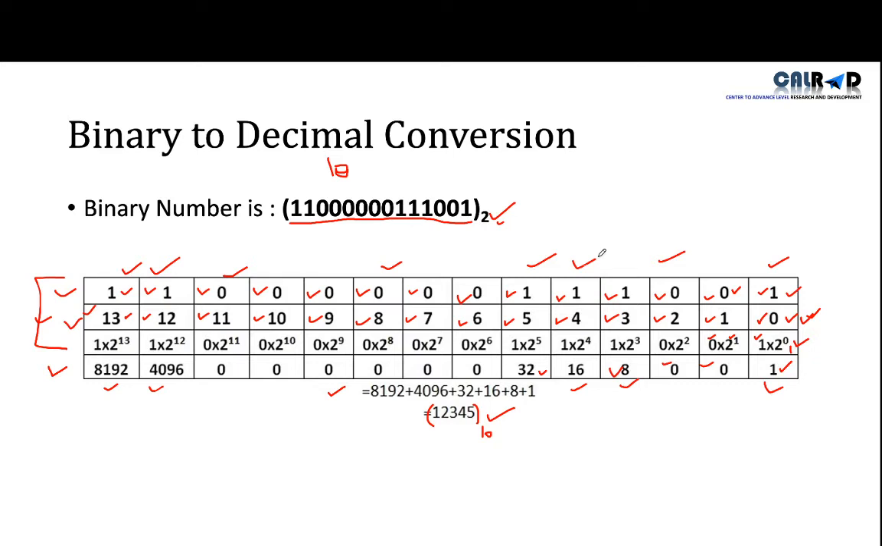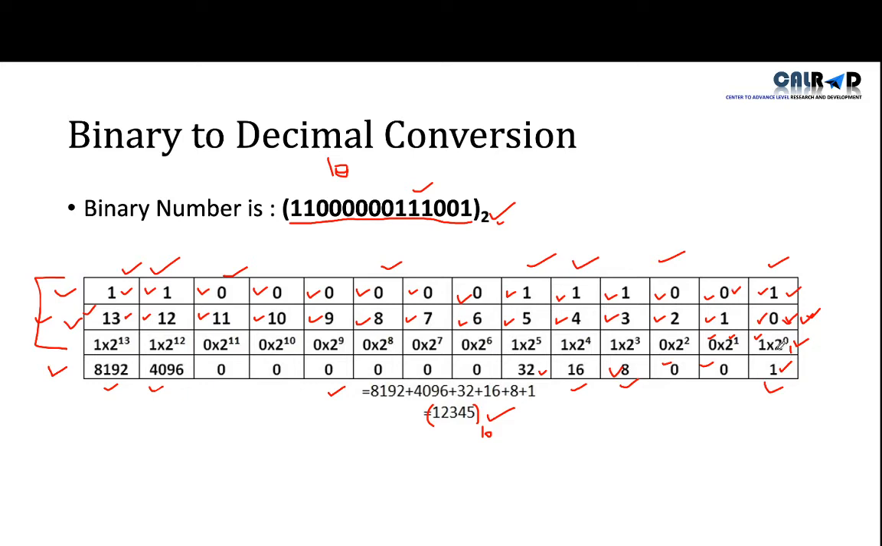Second step, starting from the right side, do the counting from 0, 1, 2, 3, till the number is there. The third step is doing 2 to the power. And what will be the 2 to the power? The power will be this counting, and we have to multiply with the given digit.